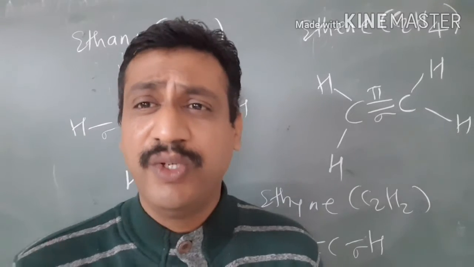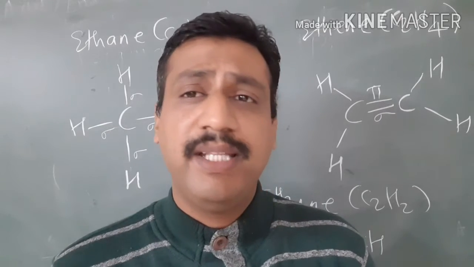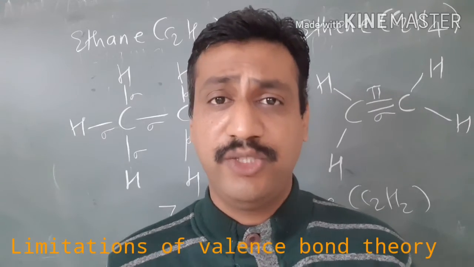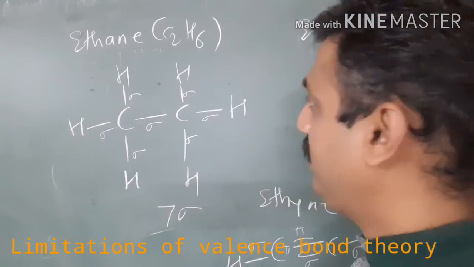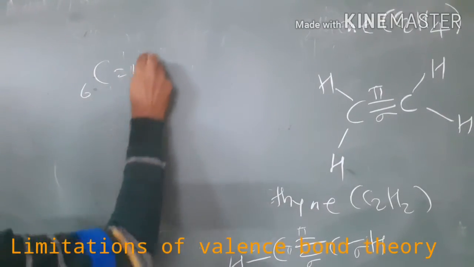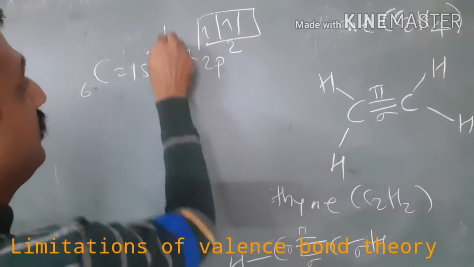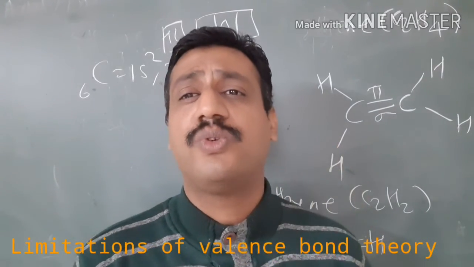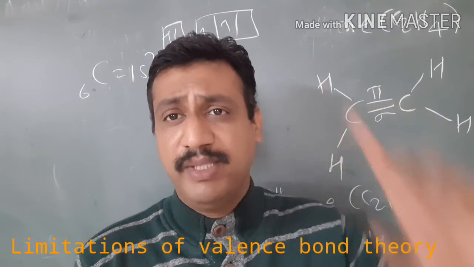Okay. Now, what are the limitations of valence bond theory? The limitation is that it doesn't explain the tetravalency of carbon, because in valence bond theory, for overlapping of atomic orbitals, there should be an unpaired electron, but we know that carbon's electronic configuration is 1s2, 2s2, 2p2. Am I correct? Carbon has only 2 unpaired electrons in the valence shell. So according to this theory, carbon should form only 2 covalent bonds, but practically we see carbon is tetravalent. So the tetravalency of carbon is not explained here.